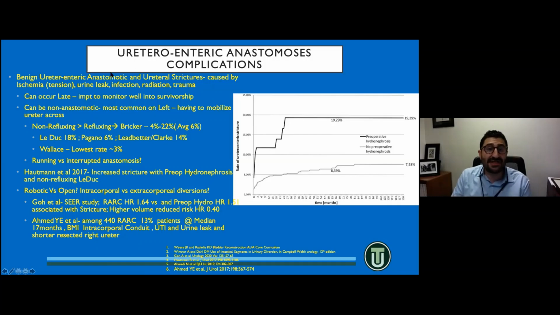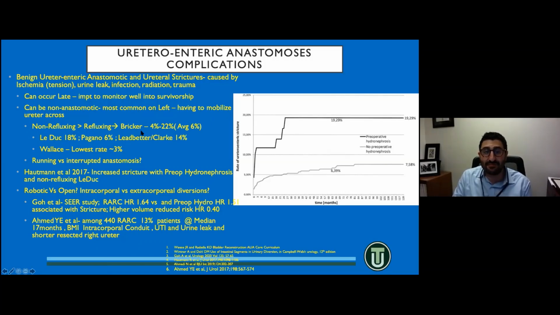These can occur late, so it's important to monitor patients well into survivorship. These can occur 8 to 10 years after urinary diversion. These also can be non-anastomotic, which is most common on the left side because you had to mobilize the left ureter to bring it across the sigmoid mesentery to do your anastomosis. These strictures are more common with non-refluxing anastomoses compared to refluxing.